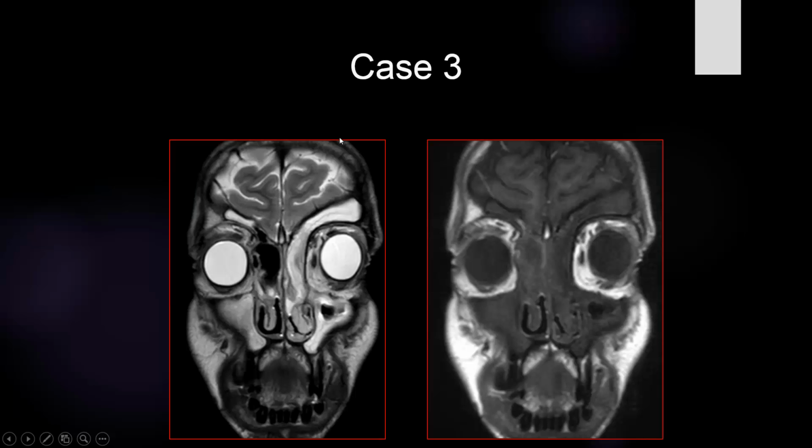Okay, in this case we can see there is a near total opacification of multiple groups of sinuses, the maxillary sinuses, the frontal, the ethmoidal air cells. These near total opacified sinuses are associated with expansion of the sinuses. The sinuses are expanded and they show dark T2 signal within.